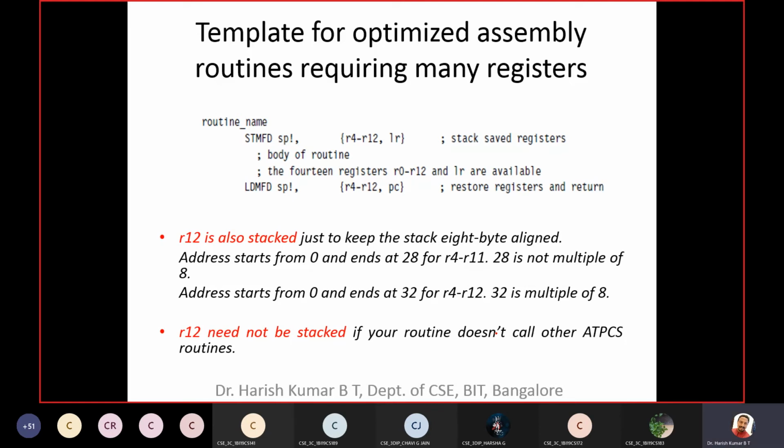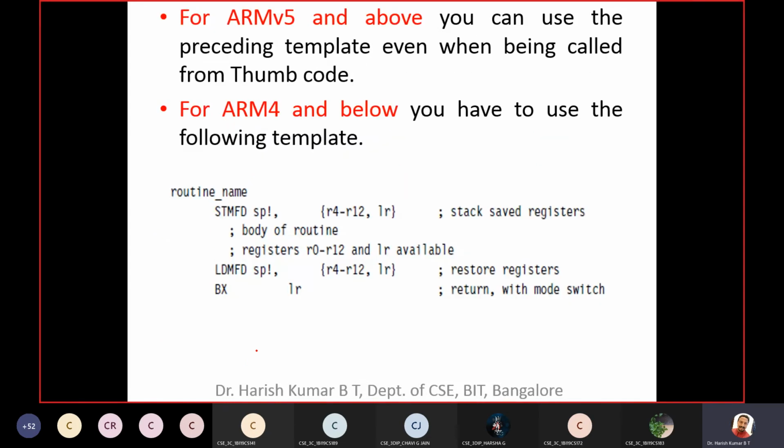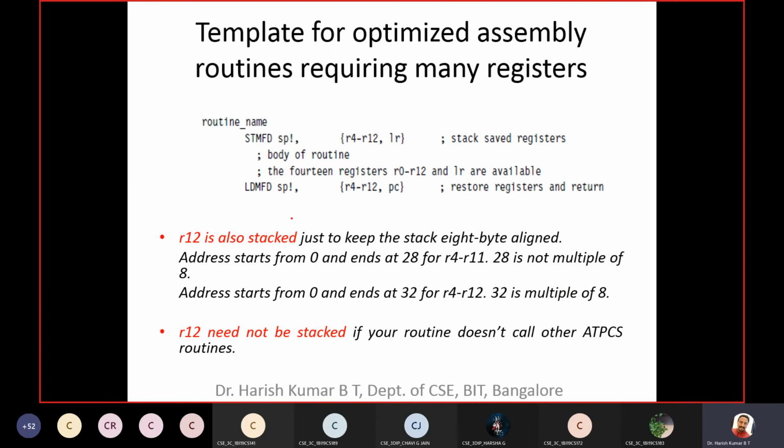Another one is a template for optimized assembly routines requiring many registers. If many registers are required whenever you are calling functions, you can store all those registers inside the stack, and again get them back into the registers by using the load instruction. So the stack is what we use whenever we need to pass too many register contents.